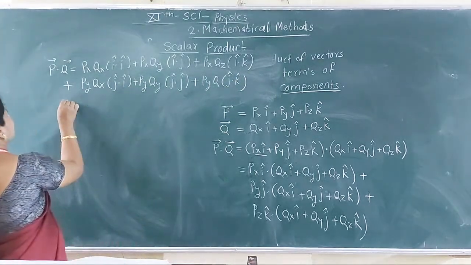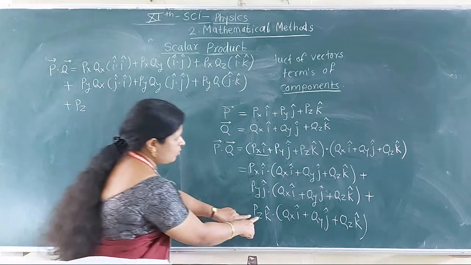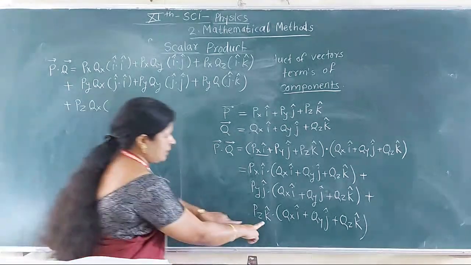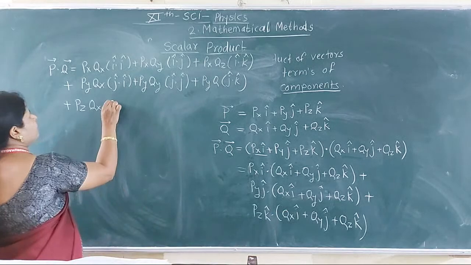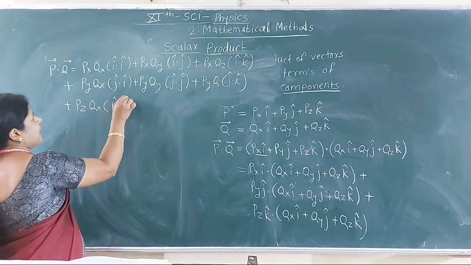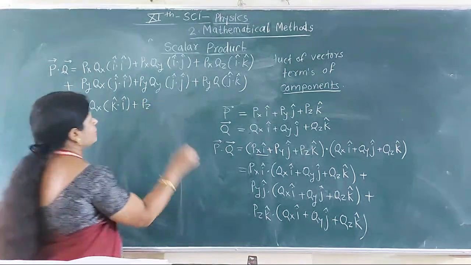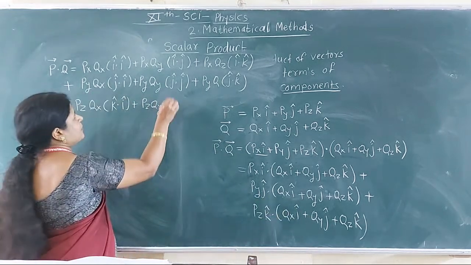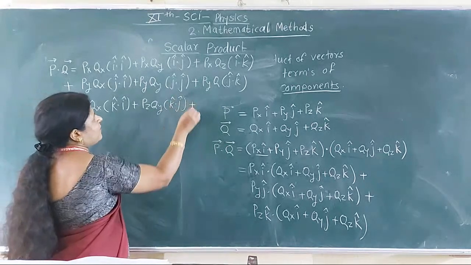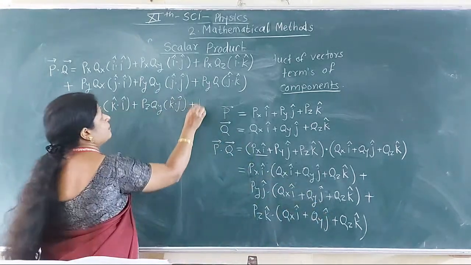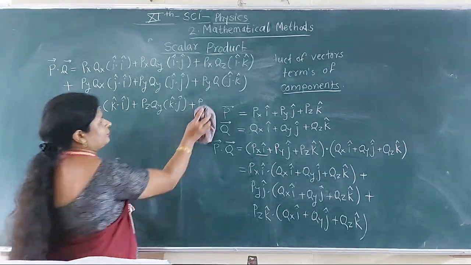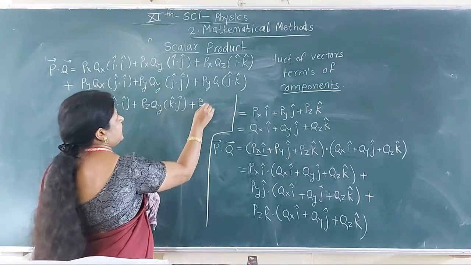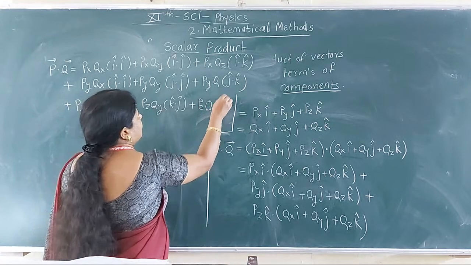Plus Pz, now PzQx (k cap dot i cap), plus PzQy (k cap dot j cap), plus PzQz (k cap dot k cap).